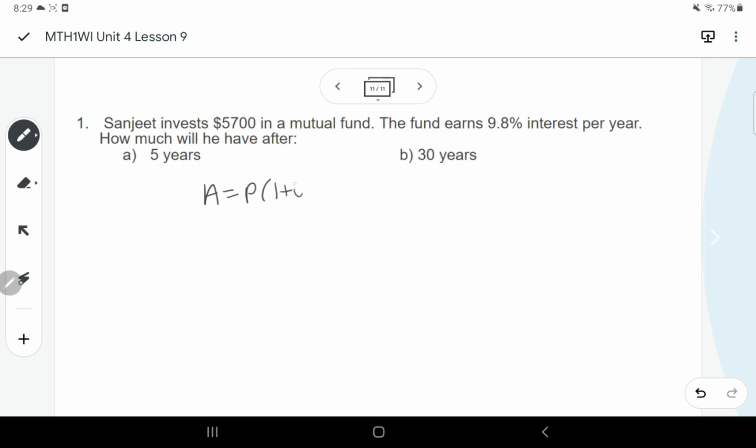Just going to write out my equation. So Sanjean invests $5,700 into a mutual fund. The fund earns 9.8% interest per year. How much will he have first after 5 years and second after 30 years? So I'll do the first calculation with you guys. I'm looking for how much he will have at the end.